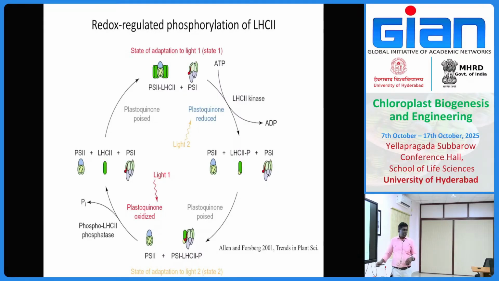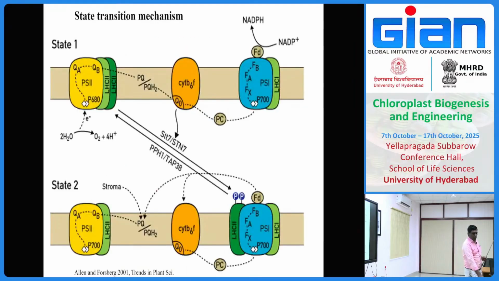This is called state 1 transition. Oxidized is state 1, reduced is state 2. It requires different light conditions. One favors photosystem 2, the other favors photosystem 1. Photosystem 1 uses longer wavelength and photosystem 2 uses shorter wavelength. So this is called the state transition mechanism. It happens through the light harvesting complex. Let me give a little more schematic representation.